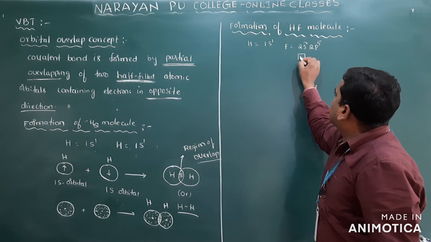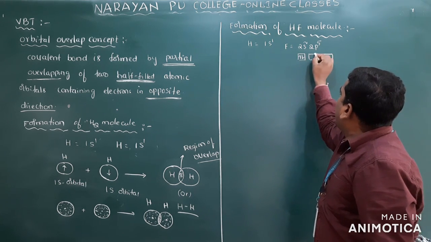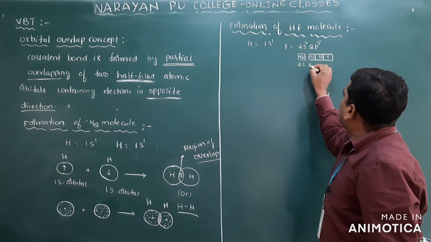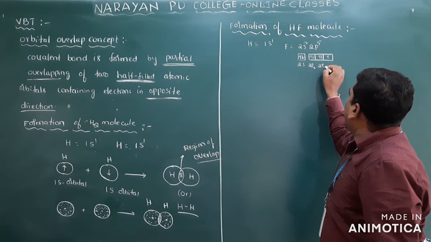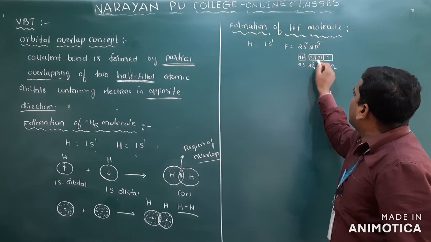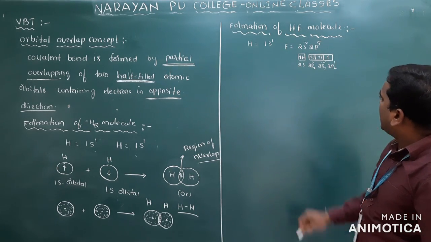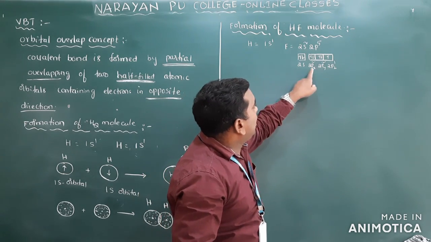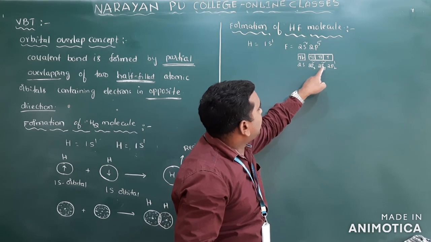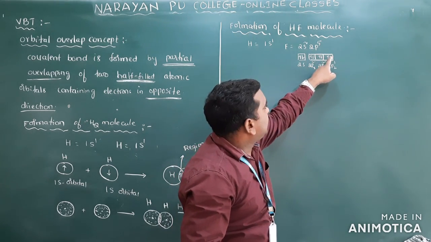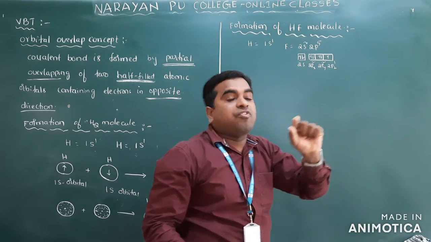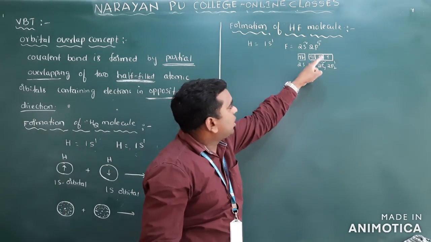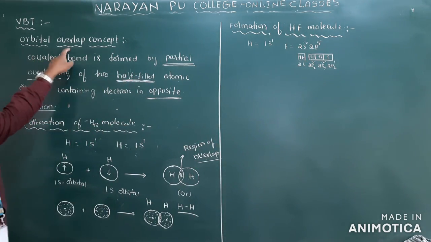So there are 2 electrons in the s orbital, and in the p orbitals, 1, 2, 3, 4, 5 electrons: 2s, 2px, 2py, and 2pz. In 2px there are 2 electrons, in 2py 2 electrons, and in 2pz 1 electron. Which orbital overlaps with the 1s orbital? The 2s, 2px and 2py are fully filled orbitals. The 2pz is a half-filled orbital, and only half-filled atomic orbitals participate in the overlapping.